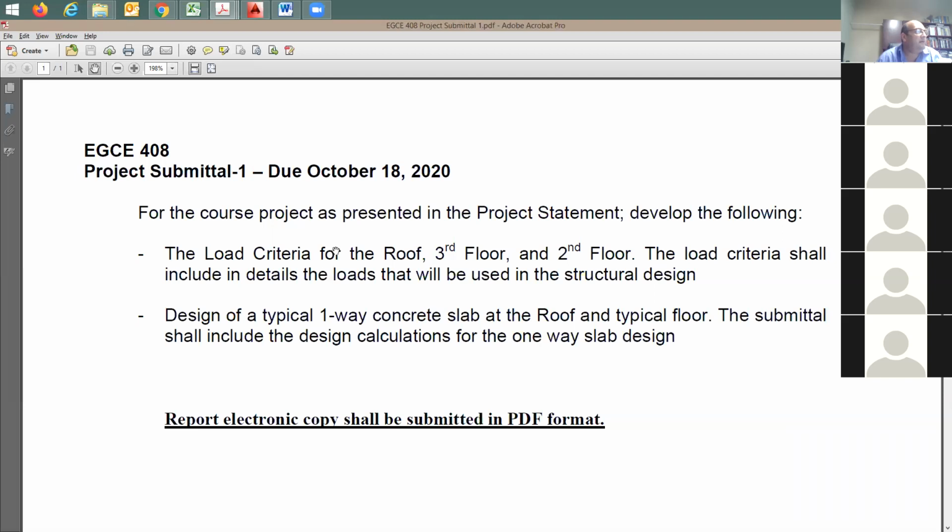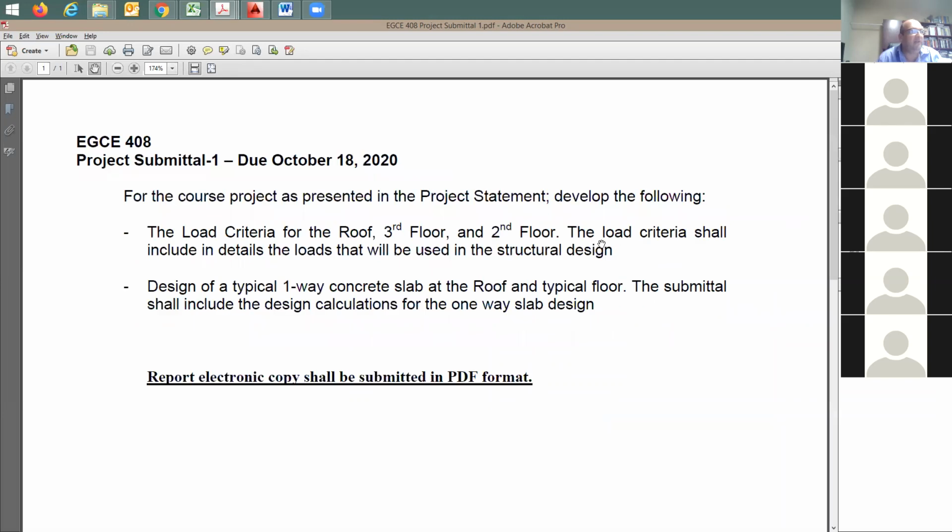Load criteria for roof, third and second. Now a question: is there any difference between the third and the second when it comes to the load criteria? No. Okay, so it's going to be one thing. So don't give me roof being different from the third, and different from the second. No, I'm going to have you give two load criteria. All right?